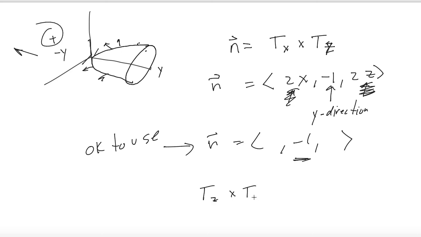Cross tz cross tx, whatever we were going to get here, also doesn't matter, but we're going to get this vector in the opposite direction. So it would be negative 2x, 1, negative 2z. So this right here would be bad. We wouldn't be able to use this.